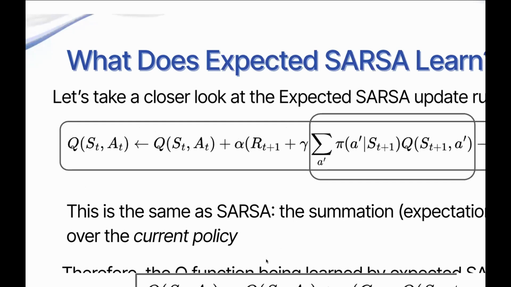Same with expected SARSA. You also learn the Q function for the current policy because this expectation is being taken with respect to the current policy you're following. If there's a different policy, you'd be learning a different Q function. So both of these algorithms, expected SARSA and SARSA, learn the Q function for the current policy, not another thing that we might be able to learn. So in order to get the optimal policy, you have to learn the Q function, do policy improvement, and et cetera, et cetera.